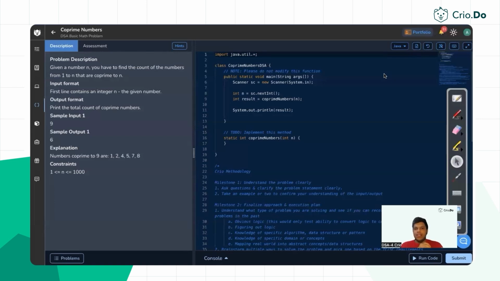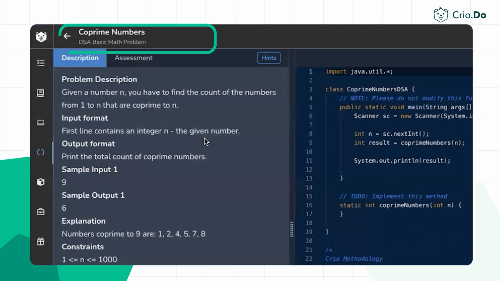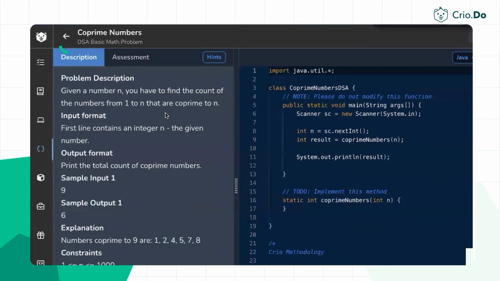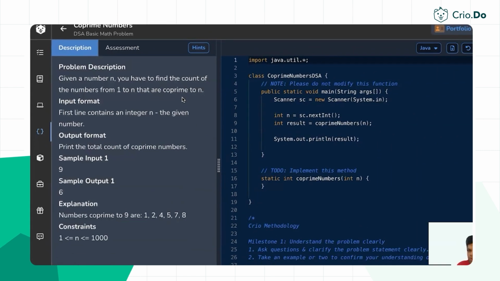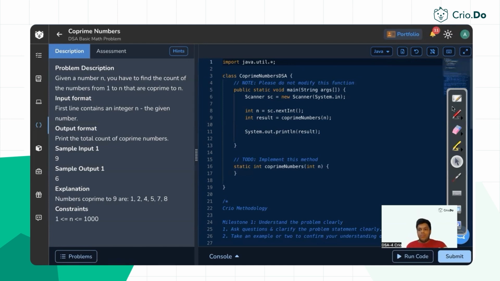Everyone, welcome back. In this particular video, we will be discussing the problem of co-prime numbers. We are given a number n. What we need to do is find the count of numbers from 1 to n which are co-prime to n. Now, first let's discuss this word co-prime, then we will come back to the problem statement.